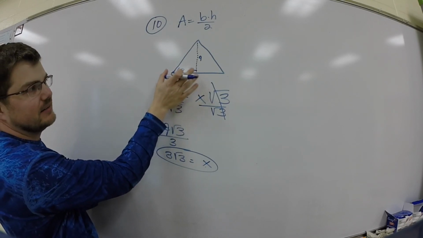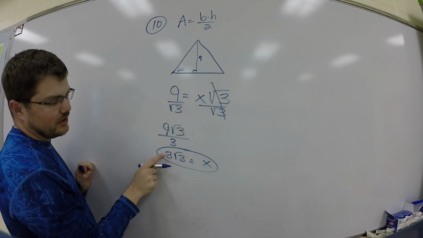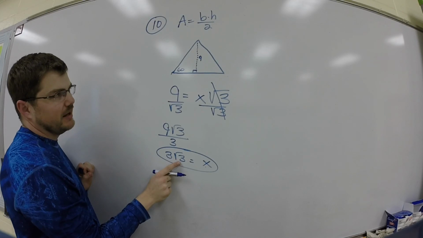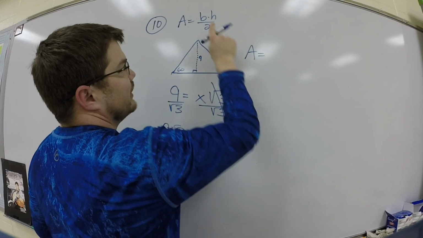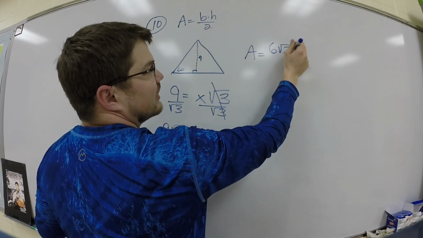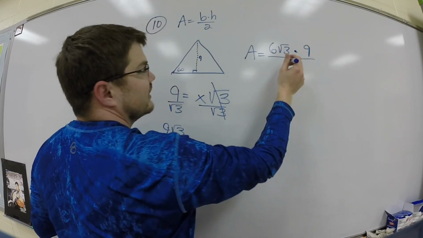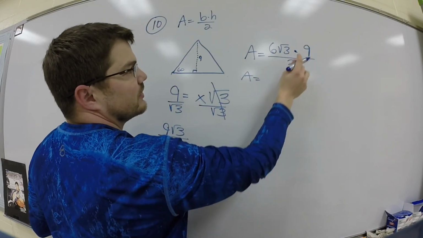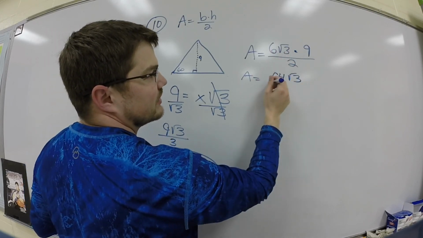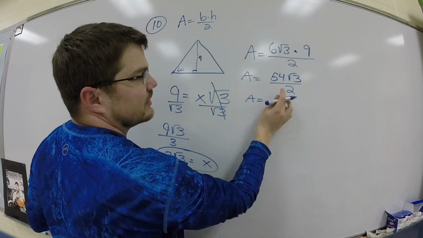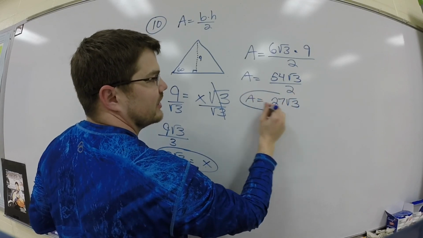Alright, so I need to double that to get my whole base of my triangle. So I'm going to double 3 root 3. And so my base is going to be 6 root 3. So let's find the area. My base is 6 root 3 times my height of 9 divided by 2. So 9 times 6 root 3 gives me 54 root 3 divided by 2. 2 goes into 54 27 times, so it's 27 root 3 is my area of this triangle.